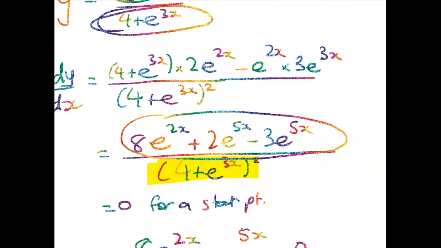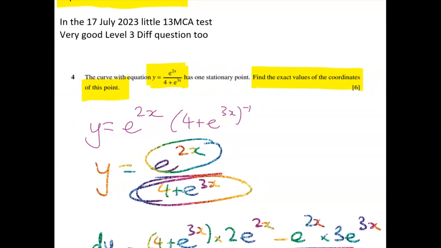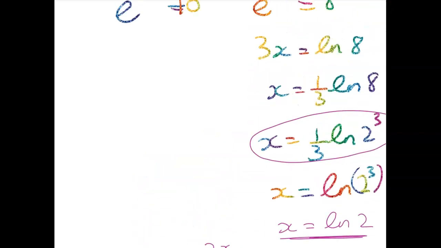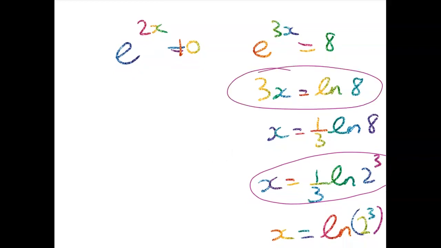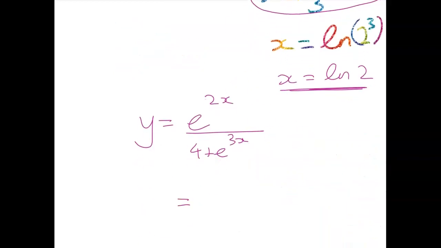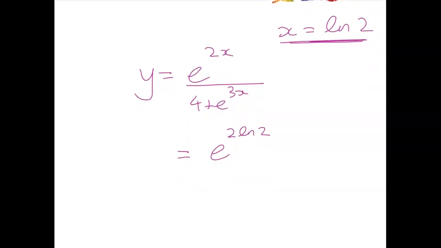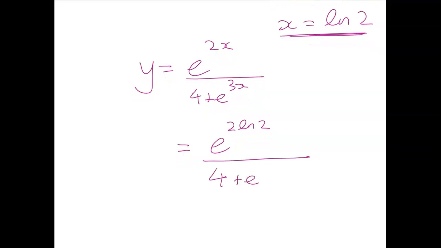Okay, so that's not finished though. That's 5 marks out of 6, but we were asked for the exact values of the coordinates of this point. So we now need to chuck that back in and get my y value. Right, let's take a look. y is equal to, what was y equal to? e to the 2x over 4 plus e to the 3x. We know from up here that 3x is equal to the natural log of 8. So e to the 2x is going to be equal to e to the power of 2 log 2 over 4 plus e to the power of the natural log of 8.